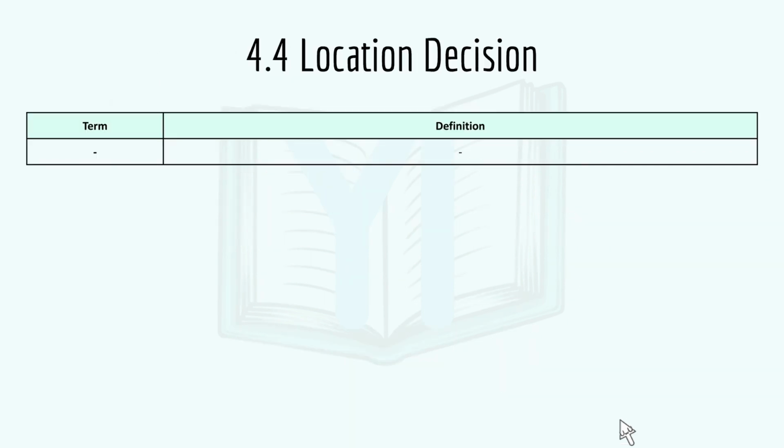Then lastly, here's 4.4 location decisions. We have some definitions, and there are no definitions for this topic in this video.